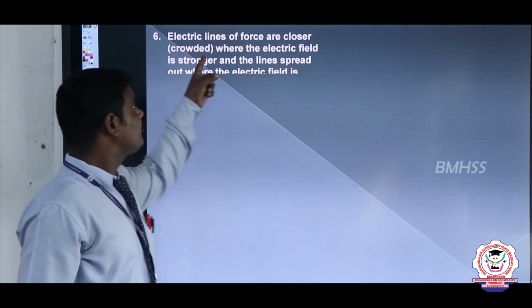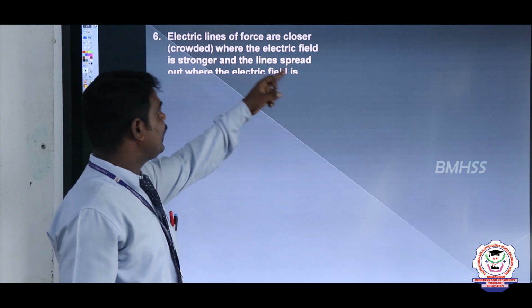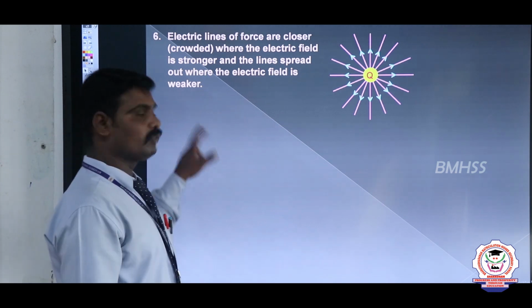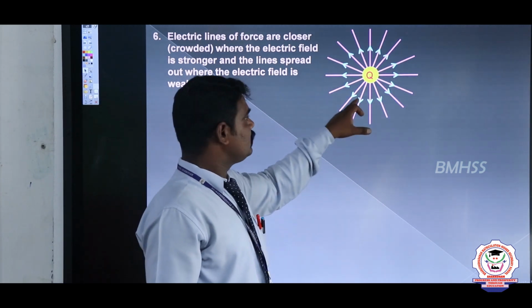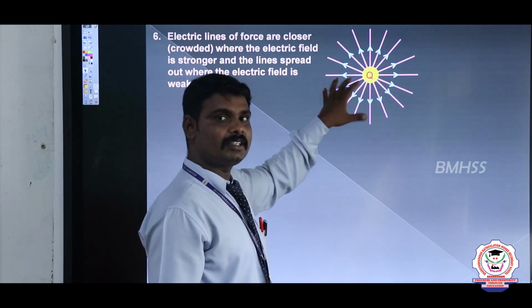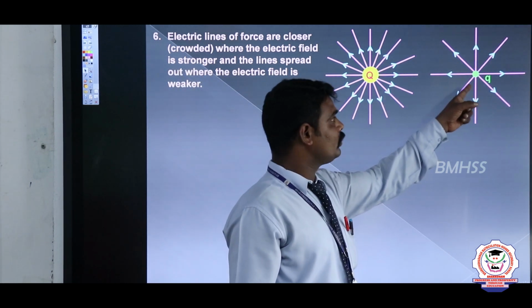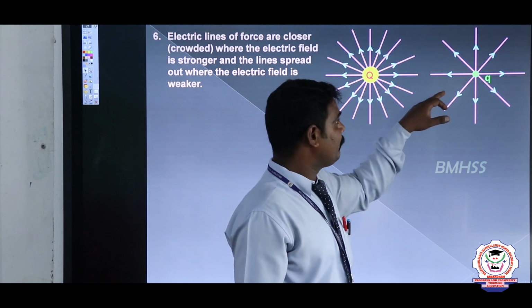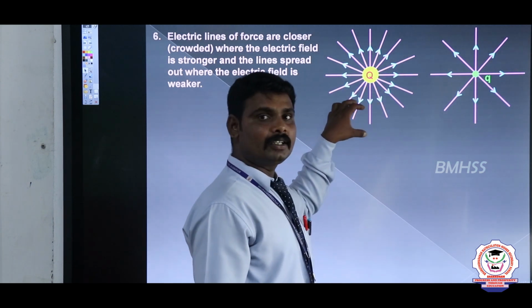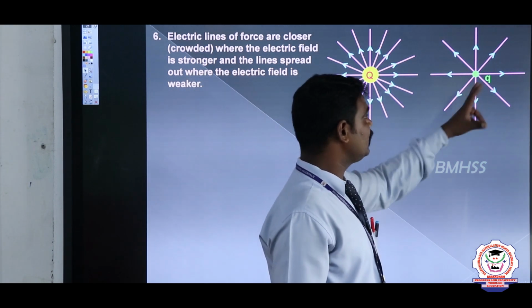Right, electric lines of force are closer, which means crowded, where the electric field is stronger, and the lines spread out where the electric field is weaker. See, this is one charge. Here the number of lines is more, which means the magnitude of the charge is greater. Now I take another charge. Here the small q has a small magnitude, that's why the number of lines is lesser. Here the lines are crowded, so the field is greater. Here the number of lines is lesser, so the field is less.